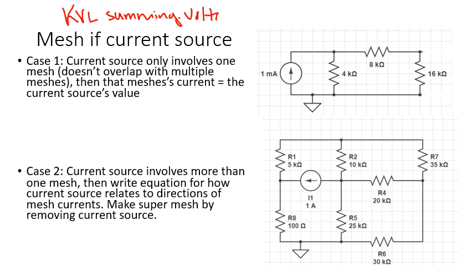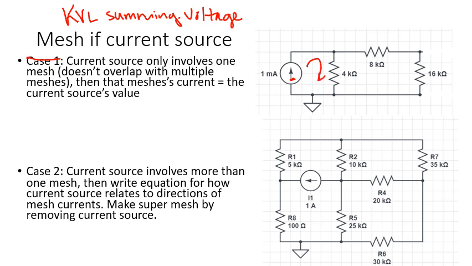And that makes it really easy to do when you have voltage sources and then just resistors, but it's harder when you have current sources like this guy here. So if I want to do mesh analysis and I have current sources, I have to do something special. I have a special case, which I'm going to call case 1 here: the current source only involves one mesh, it doesn't overlap with multiple meshes, so that mesh's current can be defined by just that current source's value.